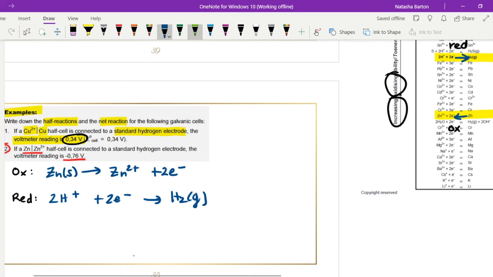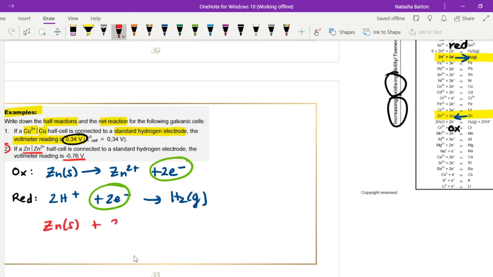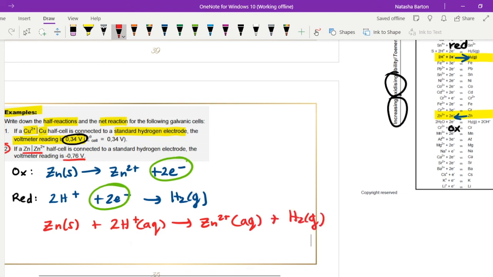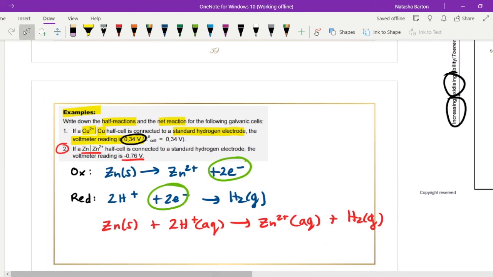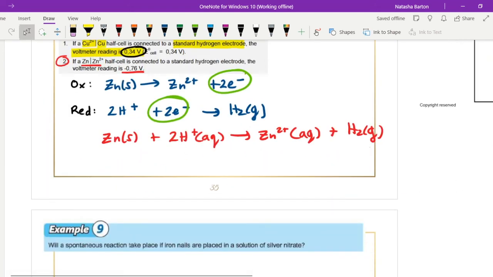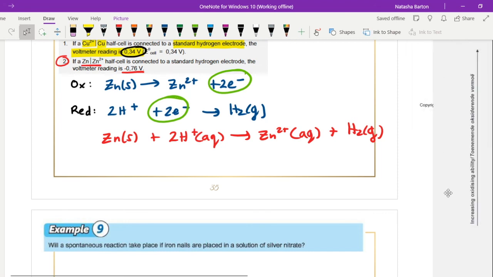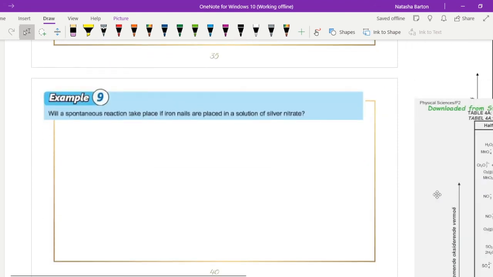And then the net reaction, we check if the electrons are balanced. Yes, they are. Wonderful. So it's Zn(s) plus 2H+ aqueous is going to form Zn2+ plus H2 gas. Okay, and this is an example of a question where you'd have your hydrogen half cell come in. Alright, ladies and gentlemen, we are on the last problem in this video.